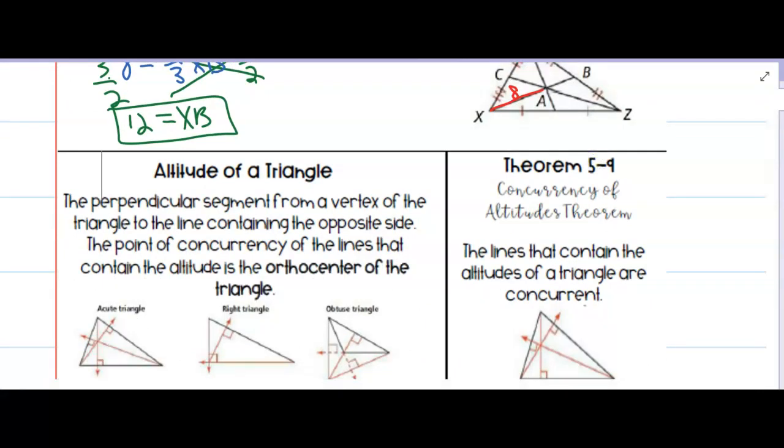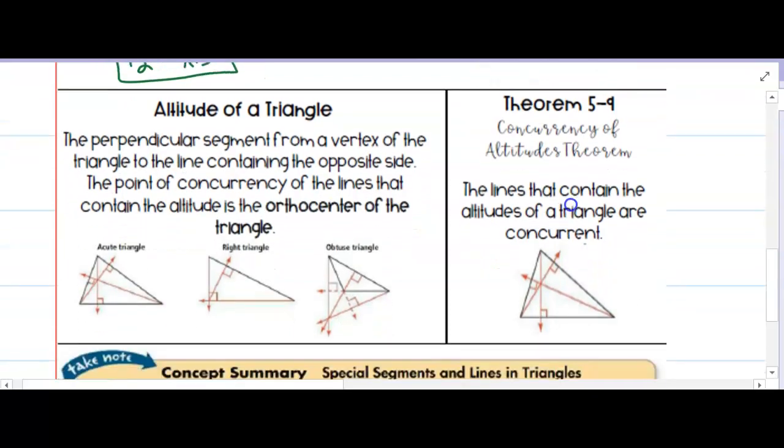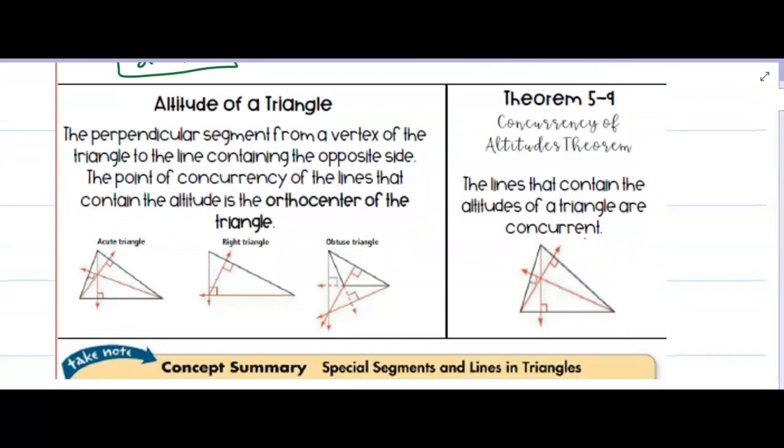Okay, so the other segment that we're going to talk about in a triangle is what's called altitude. This is a word that we've definitely heard before. We could talk about the altitude of a plane, the altitude of a mountain or of a hill. Altitude is just kind of height. So the altitude of a triangle is the perpendicular segment from a vertex to the line containing the opposite side. It basically means you start at a vertex of the triangle and go straight down to the opposite side.